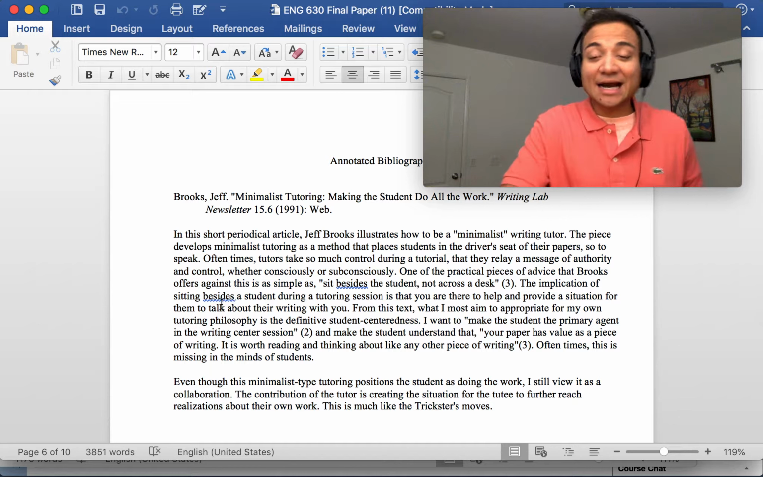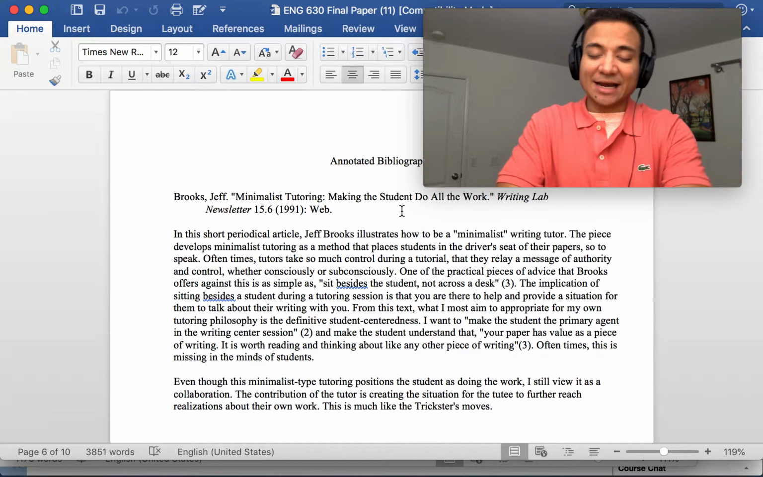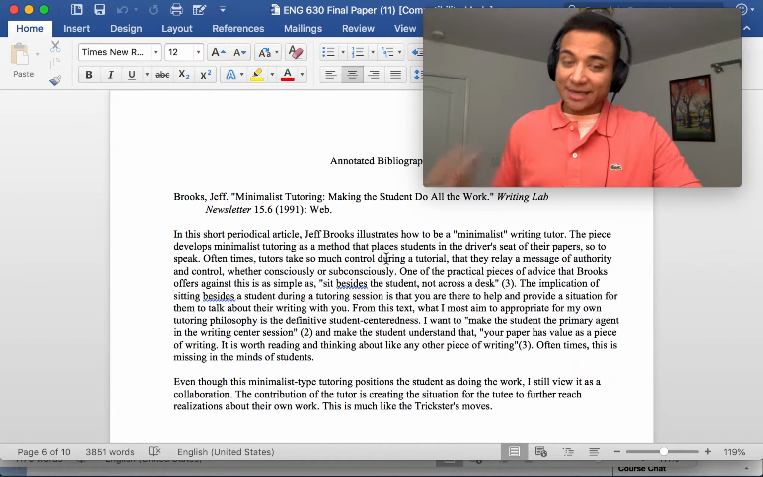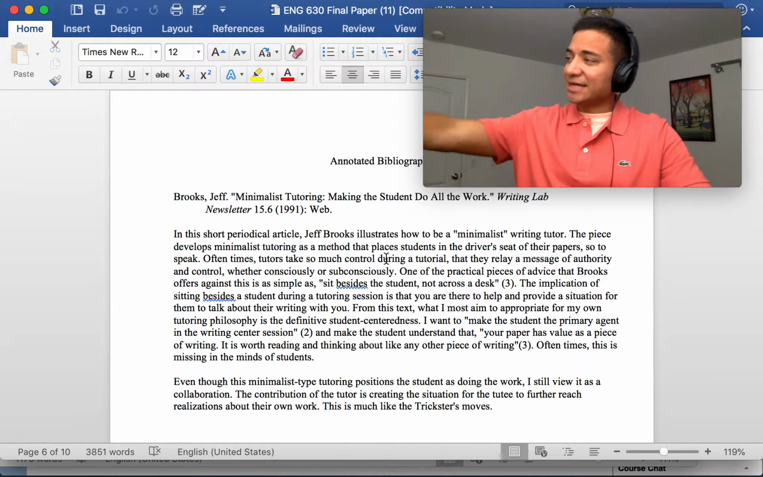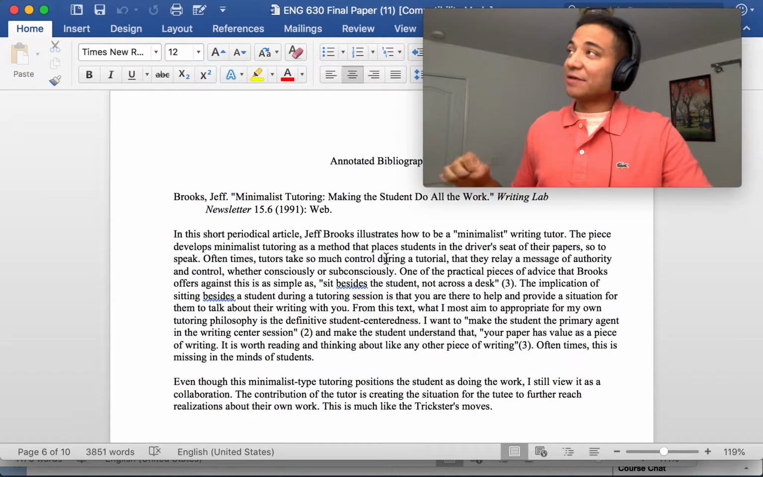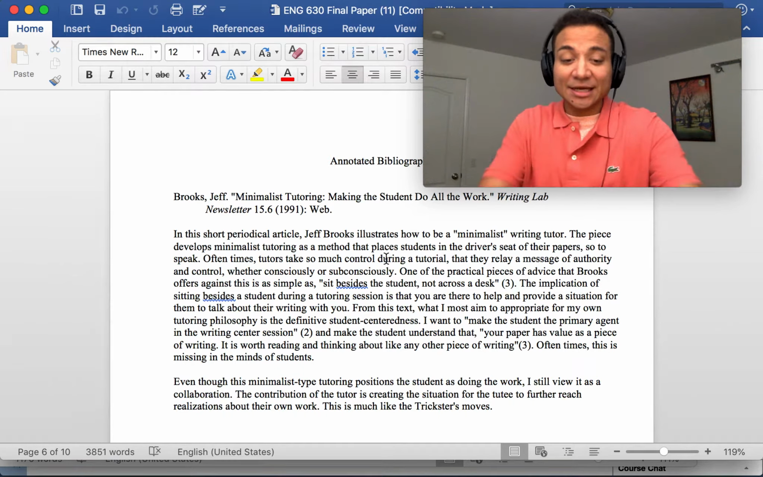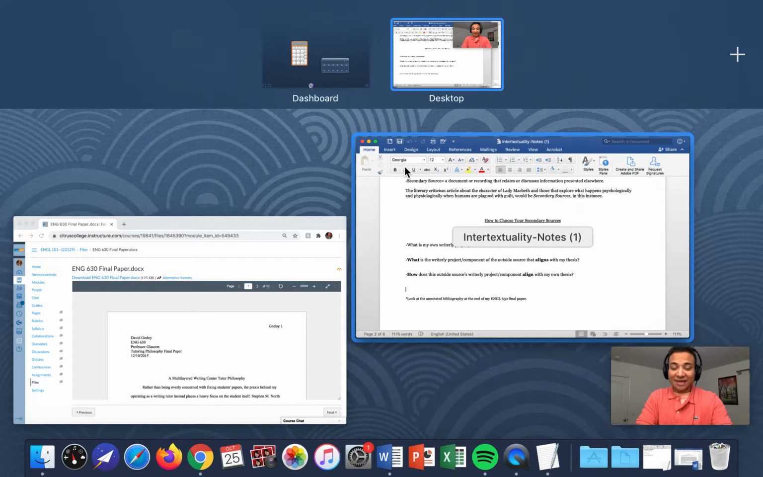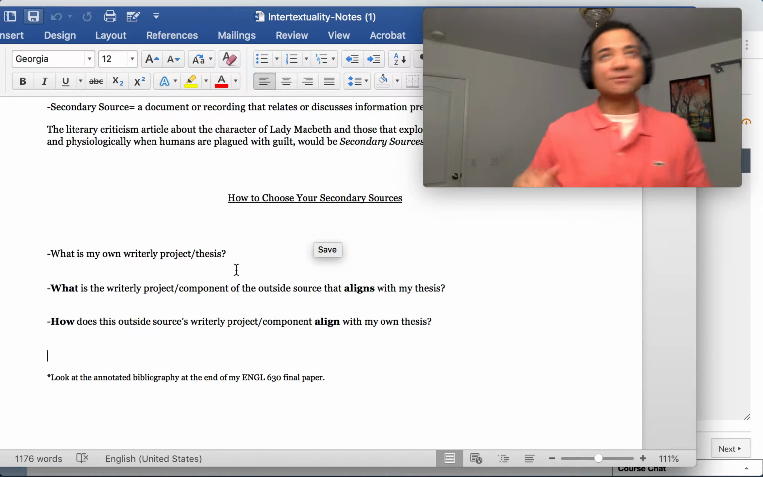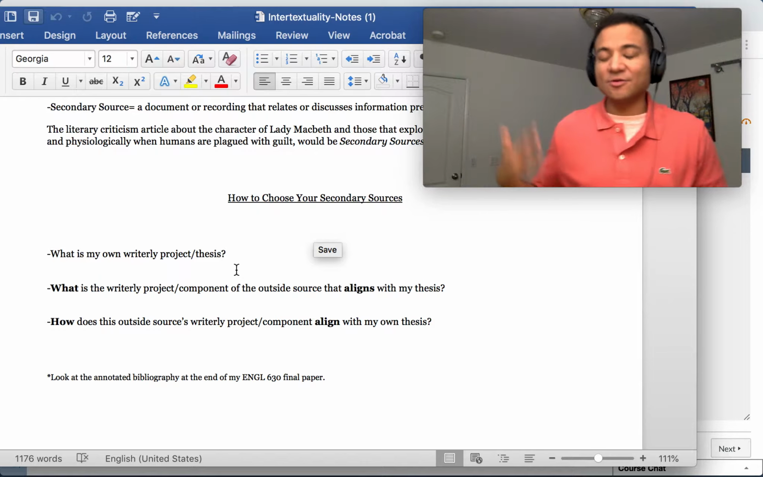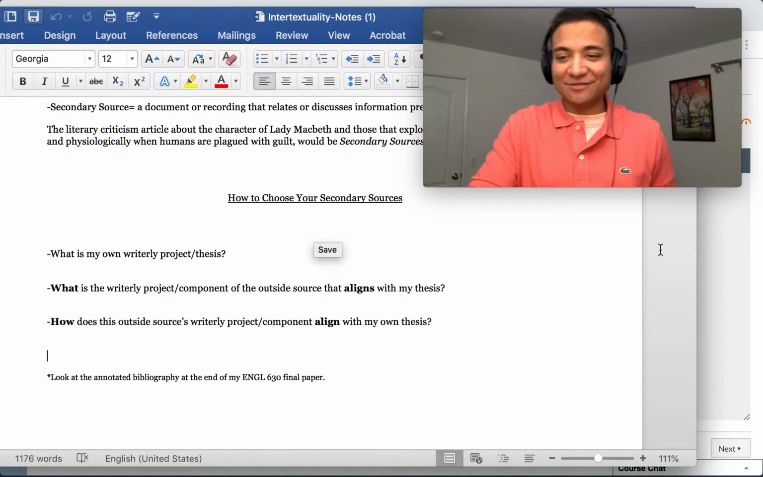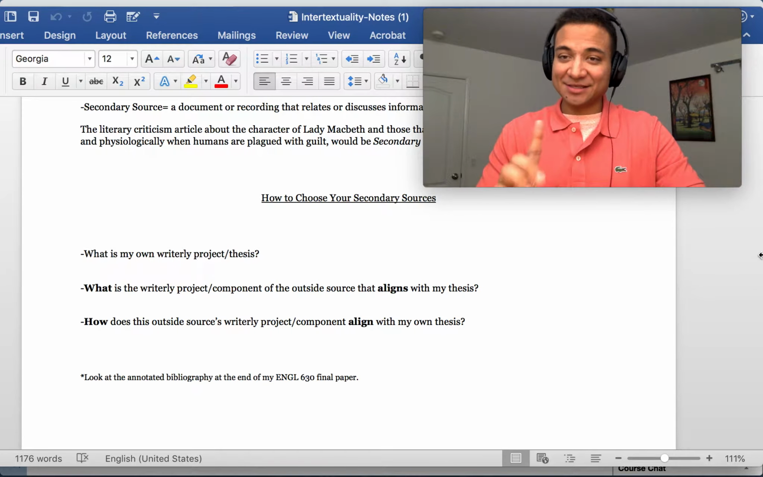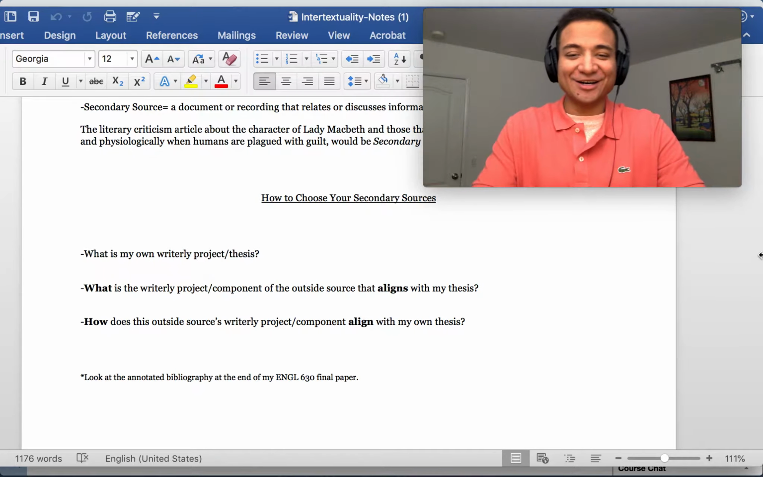Oftentimes this is missing in the minds of students. So see how I answered exactly that. I answered, here's the project of what I'm looking at within this source, and here's what I aim to take from it. And here's how it aligns with my own project. When you're searching for a source, you need to be able to answer that for yourself. It's never random, like, oh, this looks cool, but you don't even know how or why you are going to even use it in your paper. That's not going to help you. It's just going to trip you up.